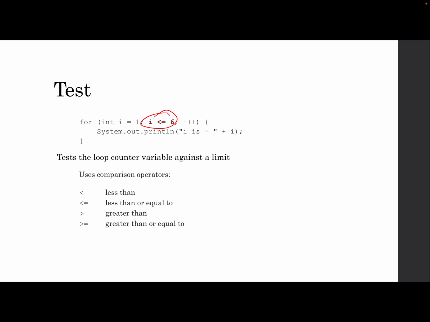Now eventually i is going to turn into 7, and at this point we're going to ask the question, is 7 less than or equal to 6? And the answer is false, and that's when the loop is going to terminate. So the test condition is essentially just the loop's exit strategy. It's the thing that's going to eventually allow our program to move on past our for loop.